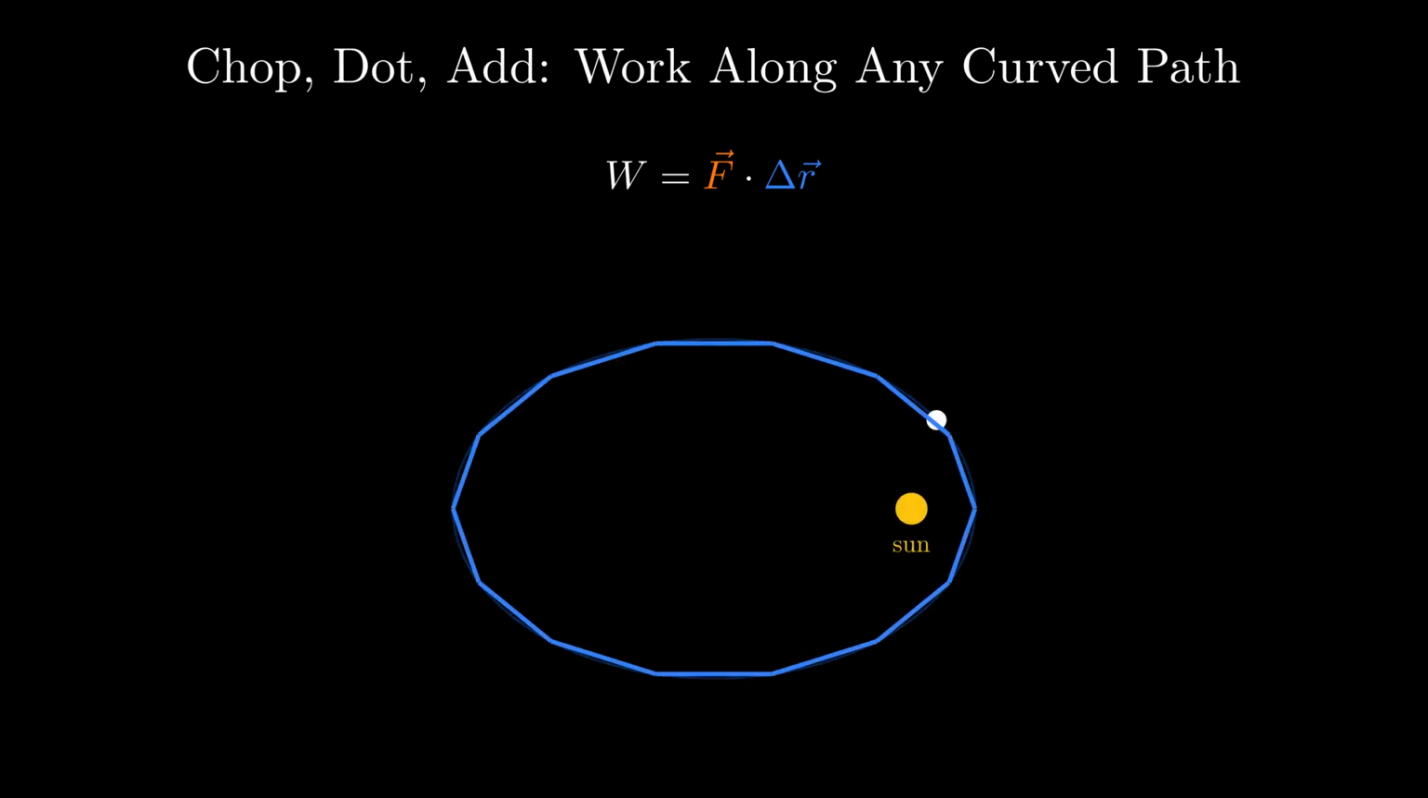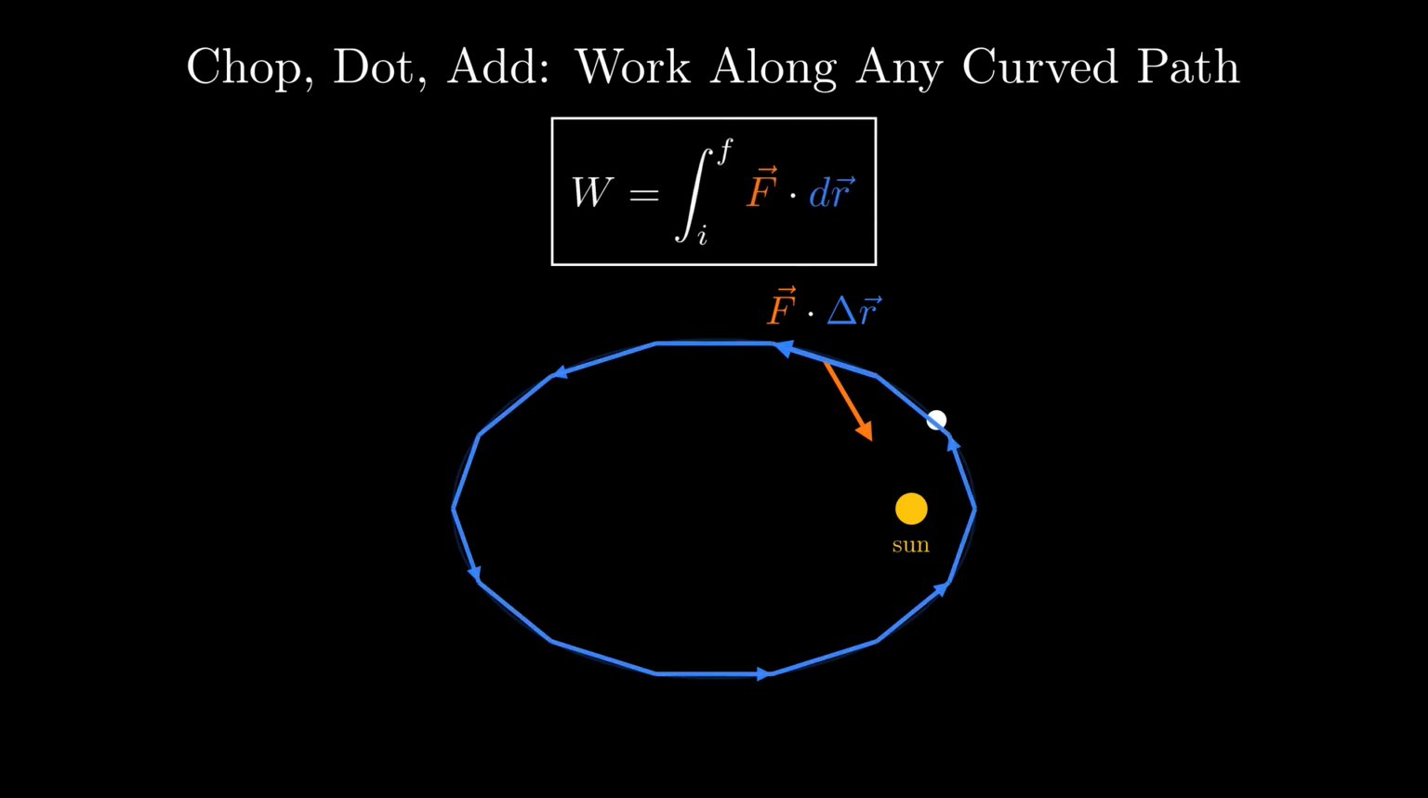Chop any curved path into tiny displacement vectors, dot each one with the force acting right there, and add the pieces. Any force, any path, one definition of work. Set the stage. A force that varies from point to point acts on a body of mass m, while the body moves along a curved path in 3 dimensions.